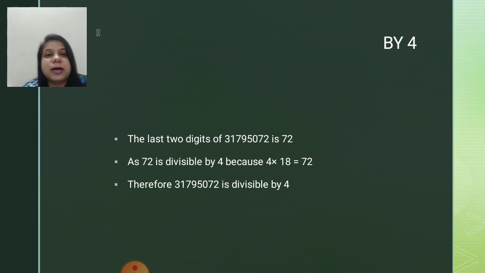You can check by actual division. You can divide 72 by 4 and check whether it is divisible by 4 or not. So we came to know that 4 18s are 72. So the number 72 is divisible by 4. Therefore the whole number is divisible by 4 because the number formed by the last two digits of this number, that is 72, is divisible by 4.